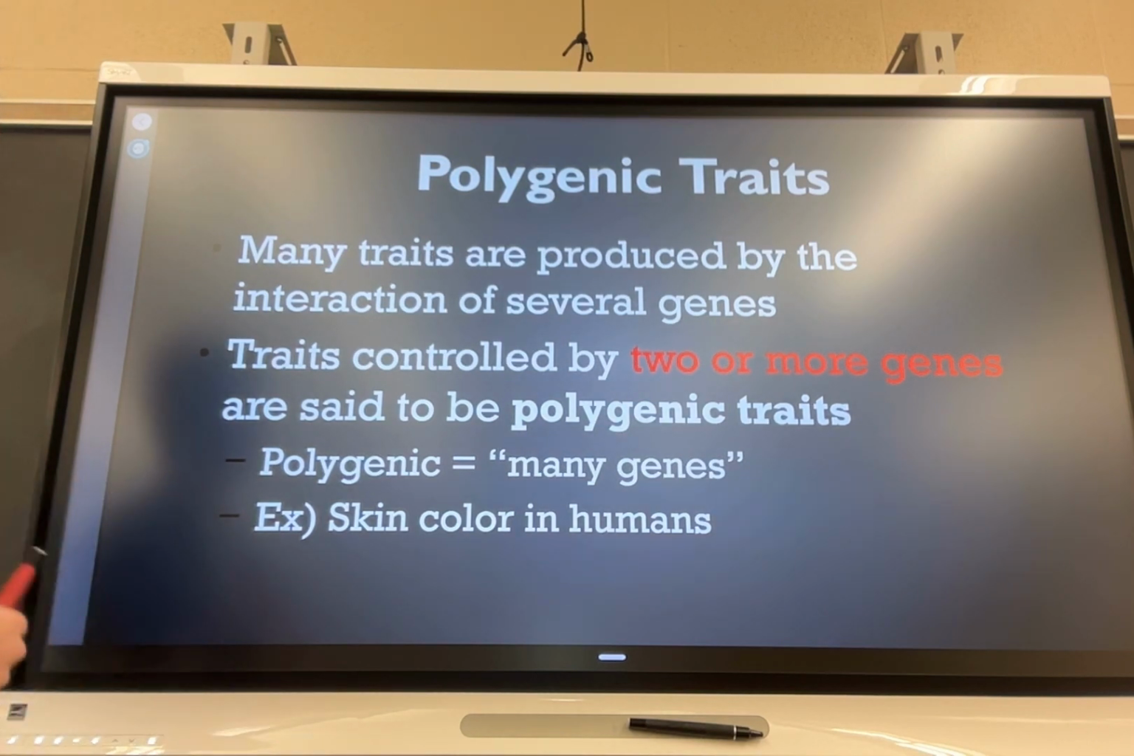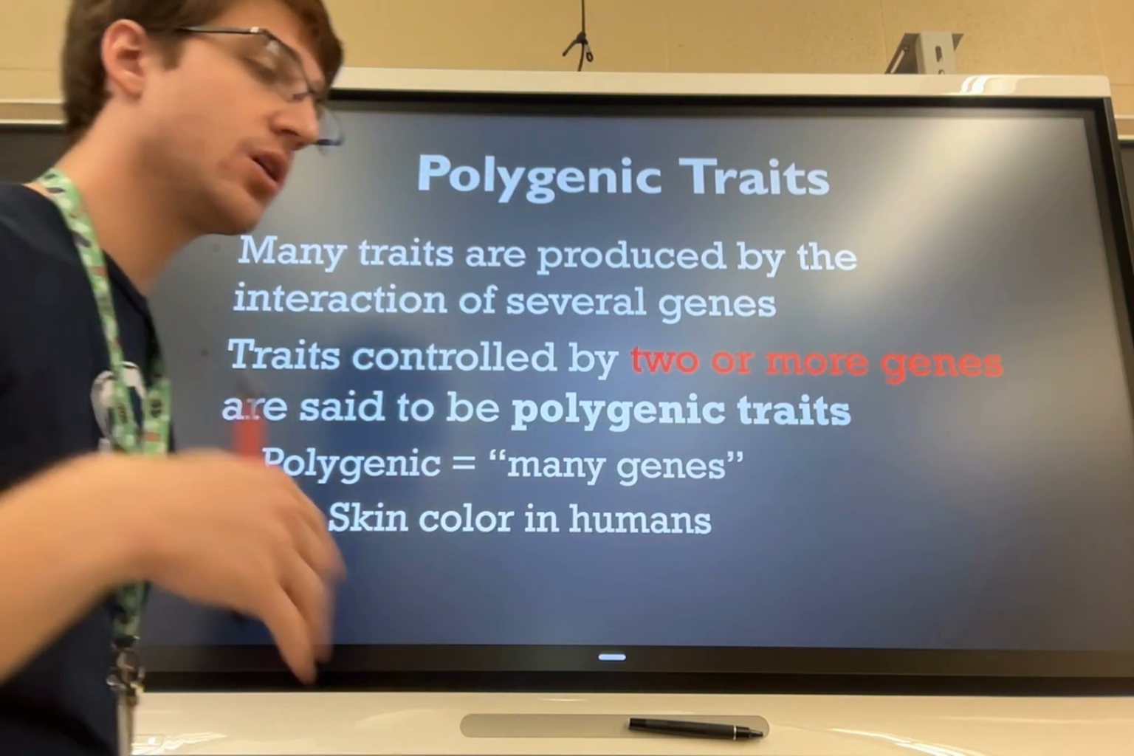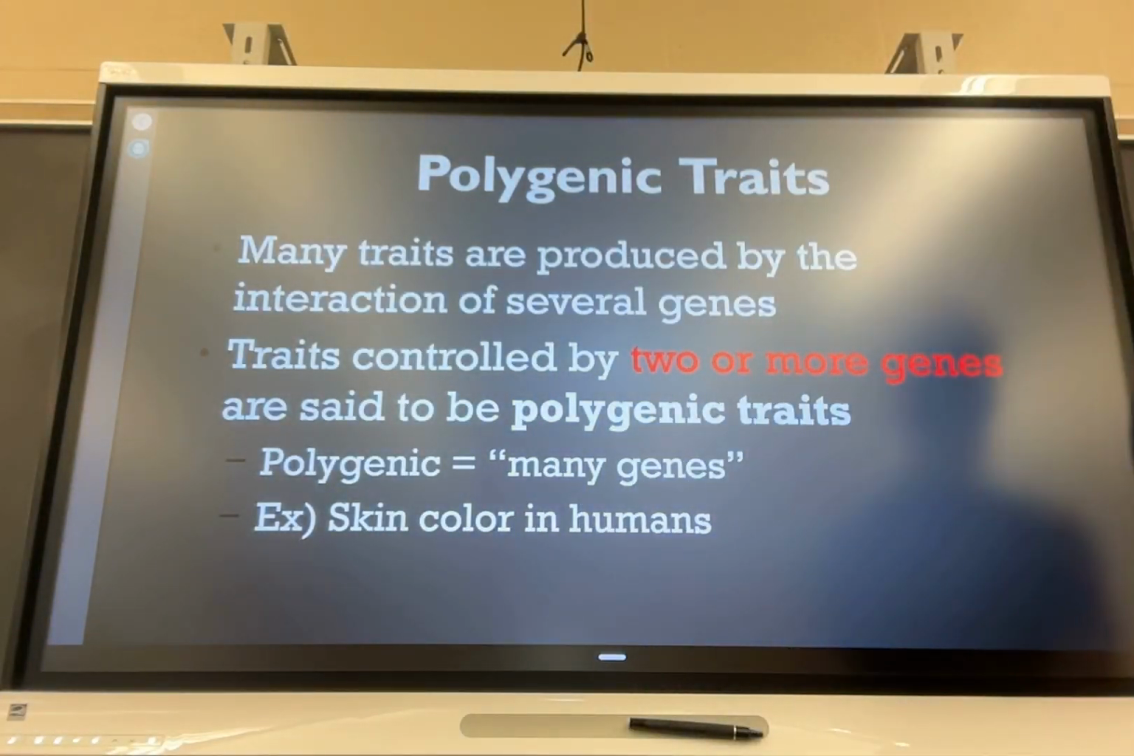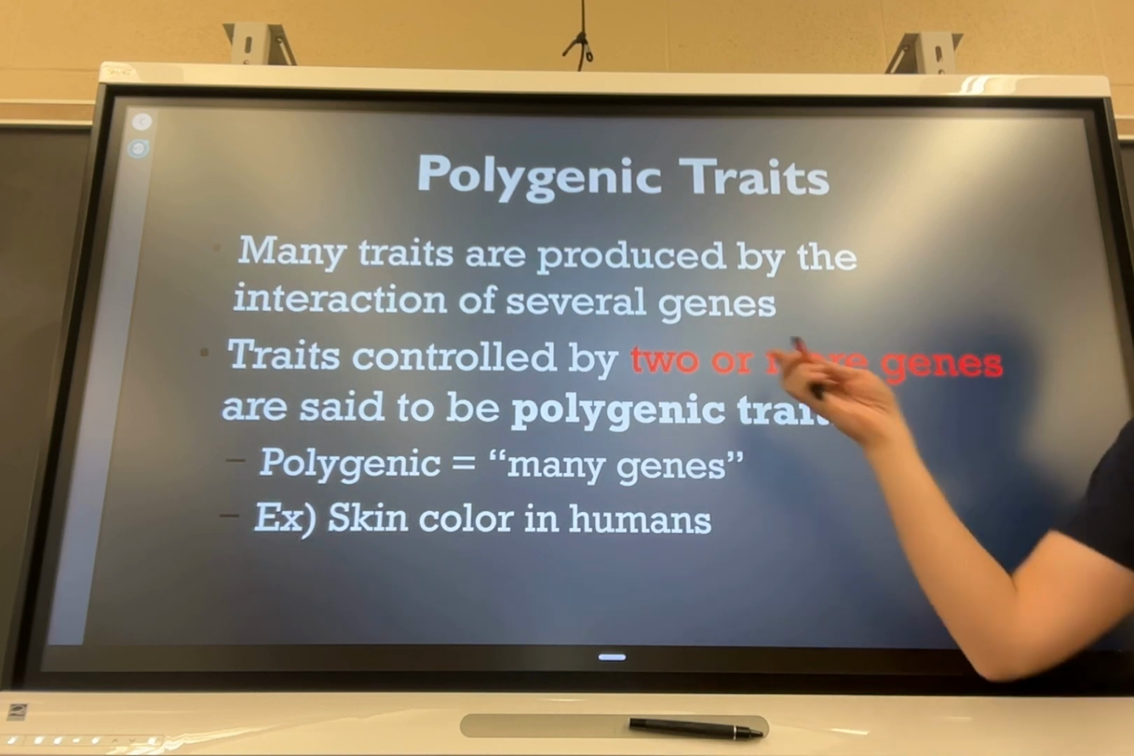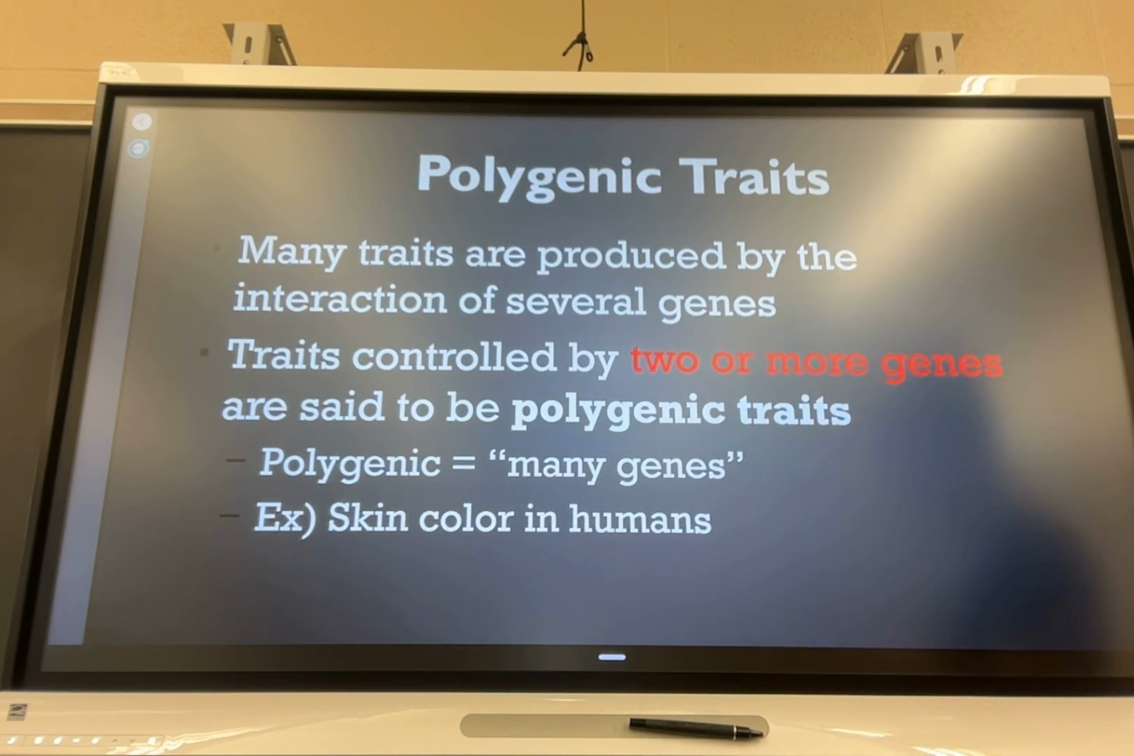For example, your skin color is based on a lot of different genes coming together. Melanin production is going to determine how dark your skin is. Different pigments are coded for by different genes. So all of these are going to determine how light-skinned or how dark-skinned you are.